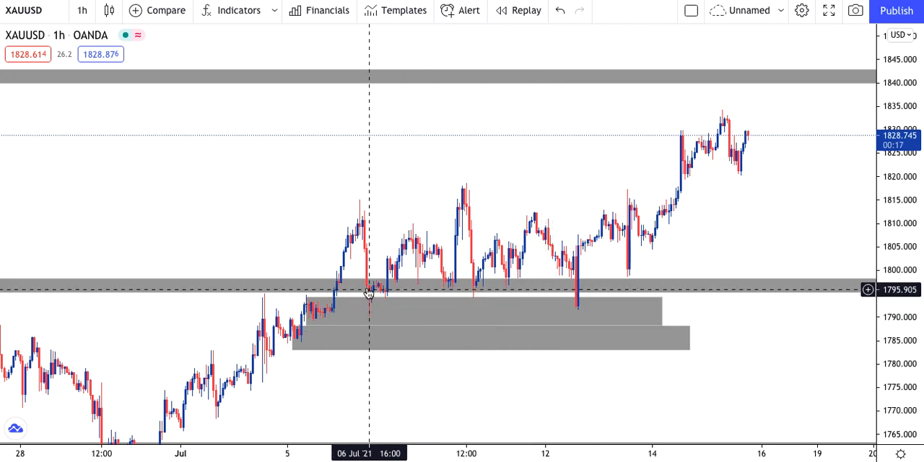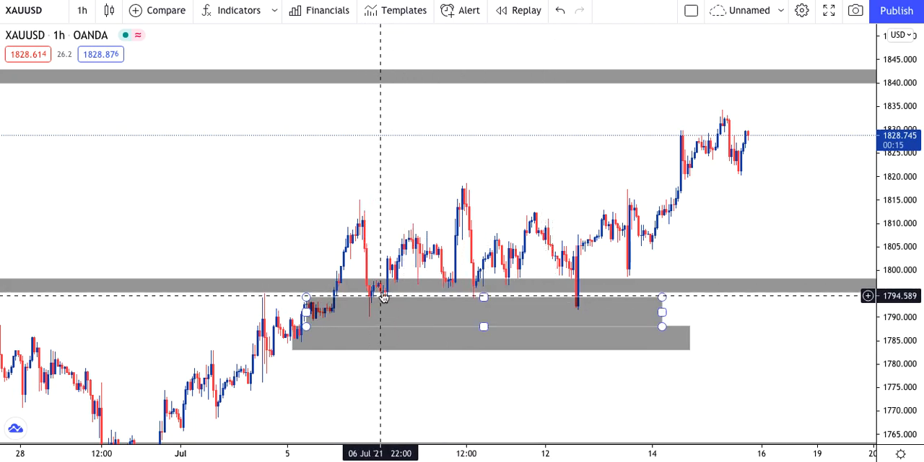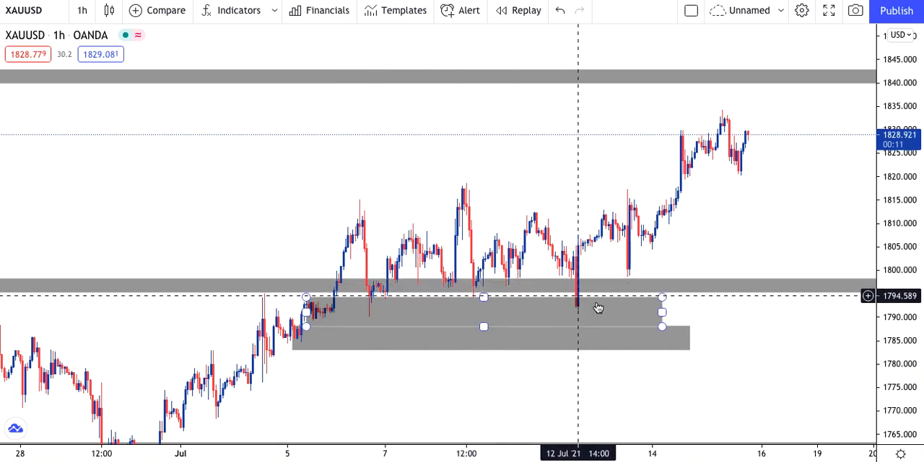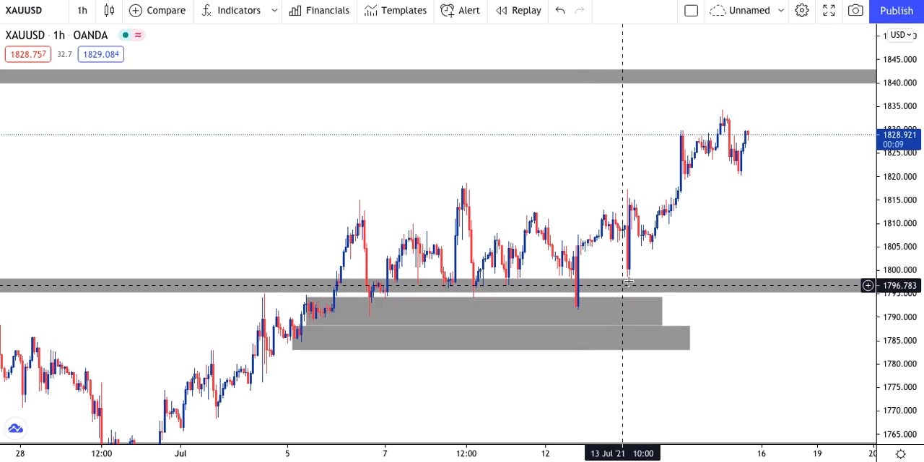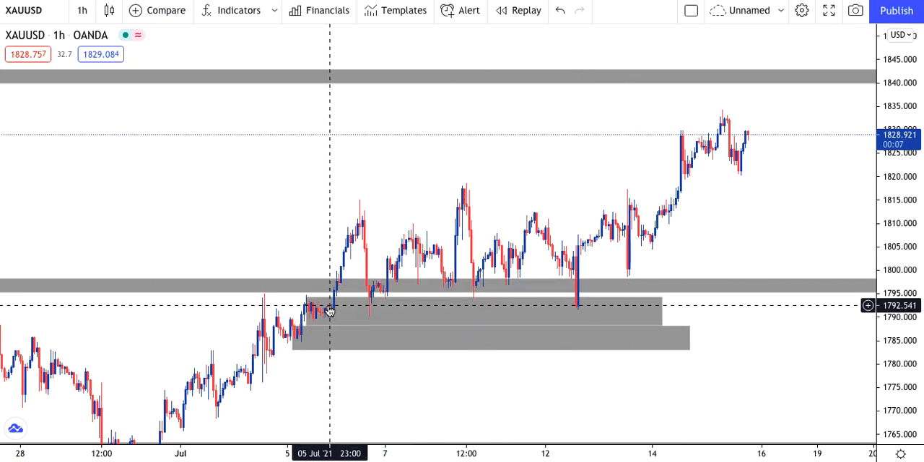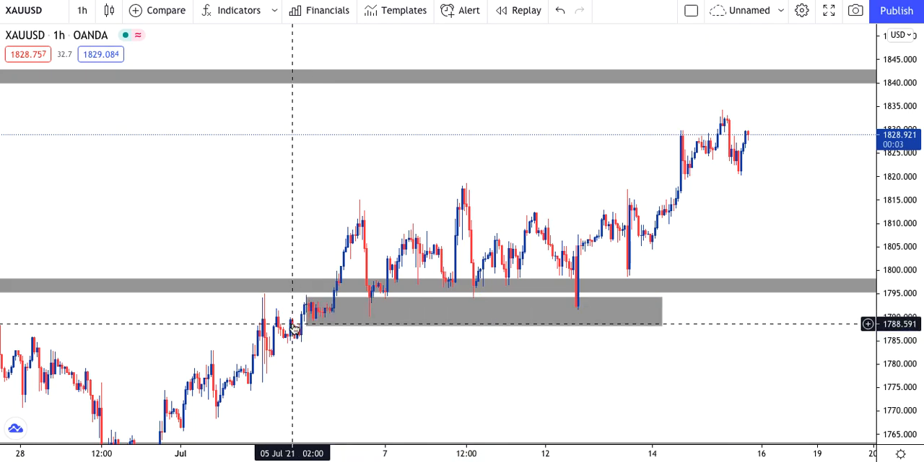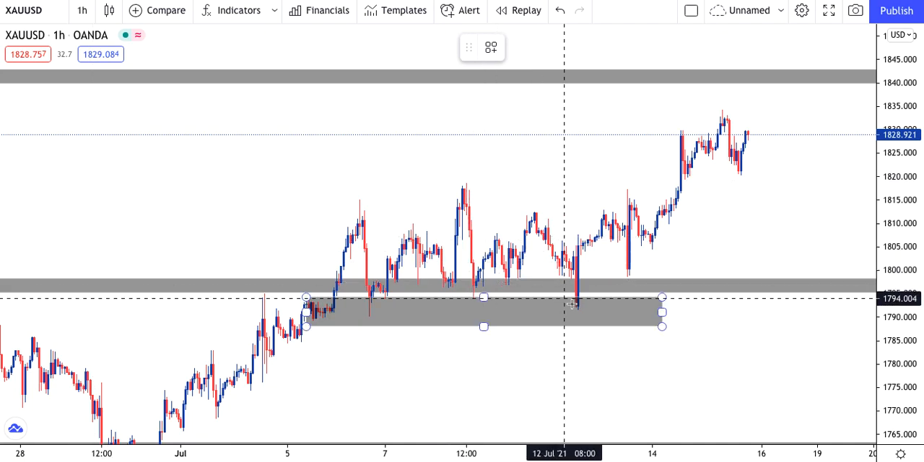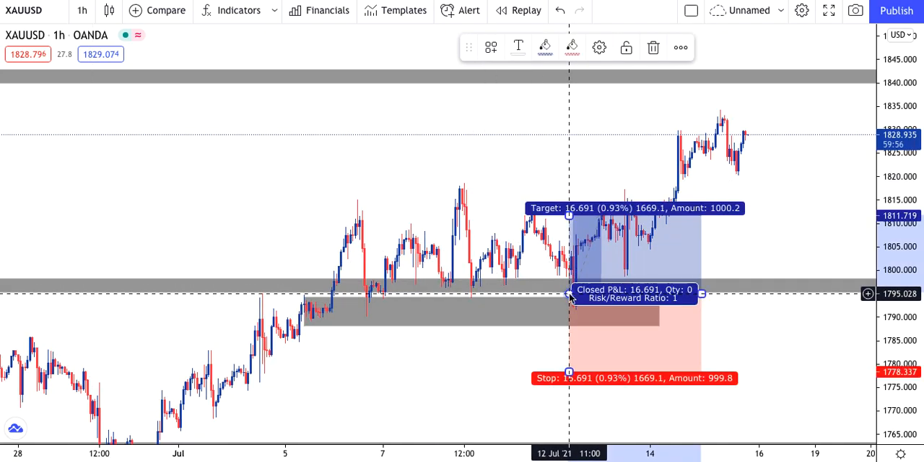There's another area over here, but in this case I would like to use this area because even this area was being used as a mini support area. You can see here, 1 2 3 4 5 6, price has been reacting off this area, and even over here. So this is a very significant level to take the trade. I'm just going to remove this, and this is how I plan to take this trade, or how I took it rather.